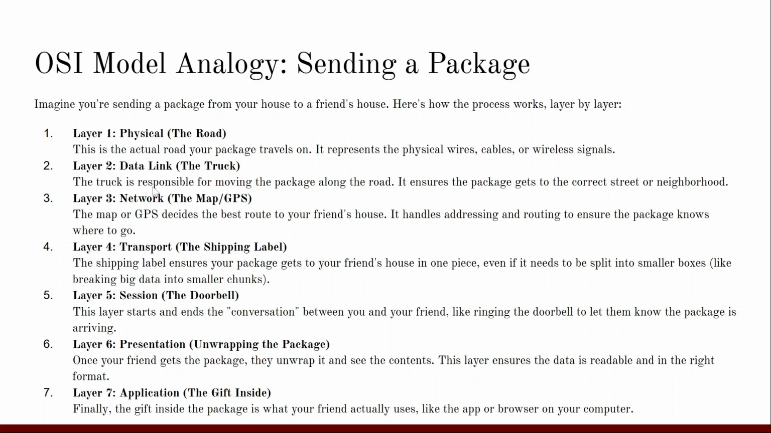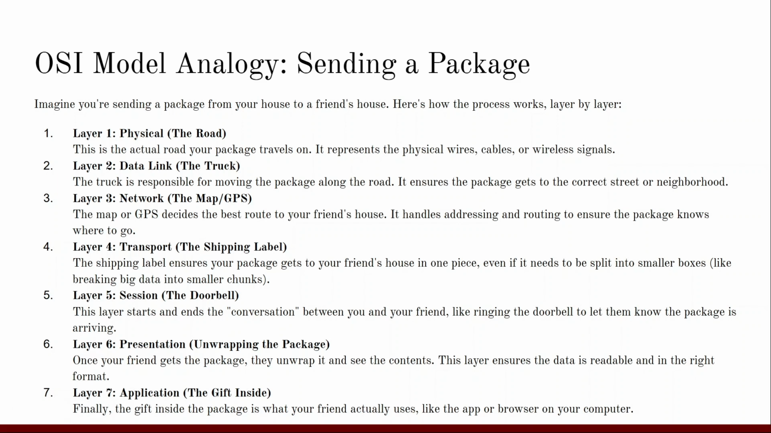And then the data link will be the truck. That truck is responsible for moving your package along the road, and it also ensures the package gets to the correct street and neighborhood. All right, and then we have layer 3, that will be a map and GPS. That means the map or the GPS decides the best route to your friend's house. Okay, it handles routing to ensure the package knows where to go.